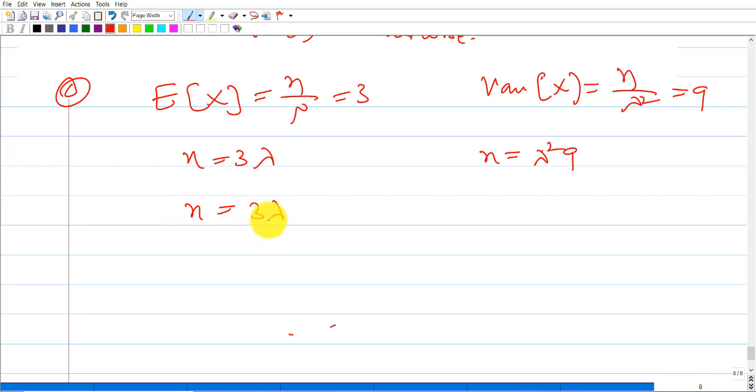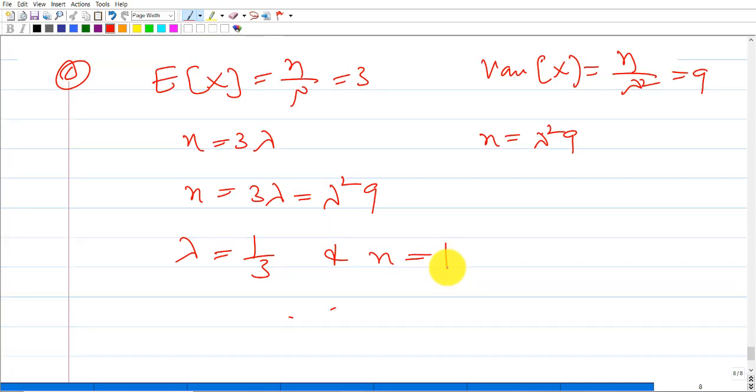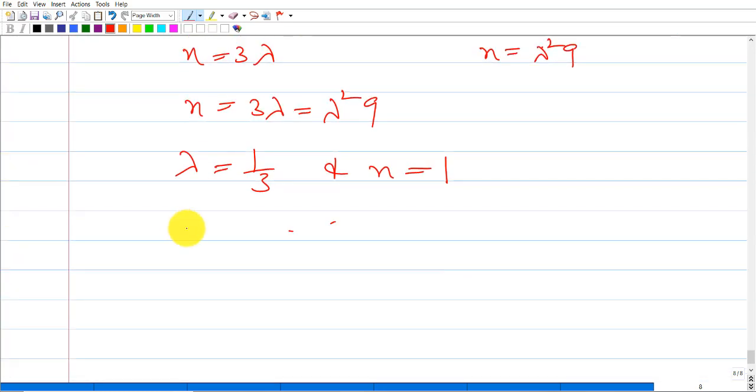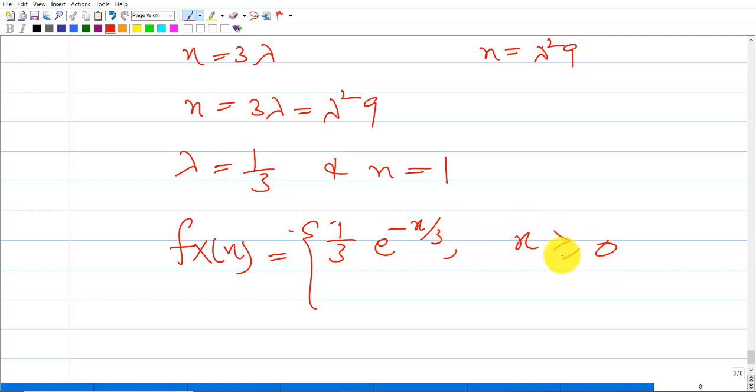So n is equal to 3 lambda, which is equal to 9 lambda squared. From here we can see that lambda is equal to 1 over 3, and n is equal to 1. As a result, the Erlang PDF fx of x for n equal to 1 and lambda 1 by 3 is 1 over 3 e raised to the power minus x by 3 for x greater than or equal to 0, and 0 otherwise.